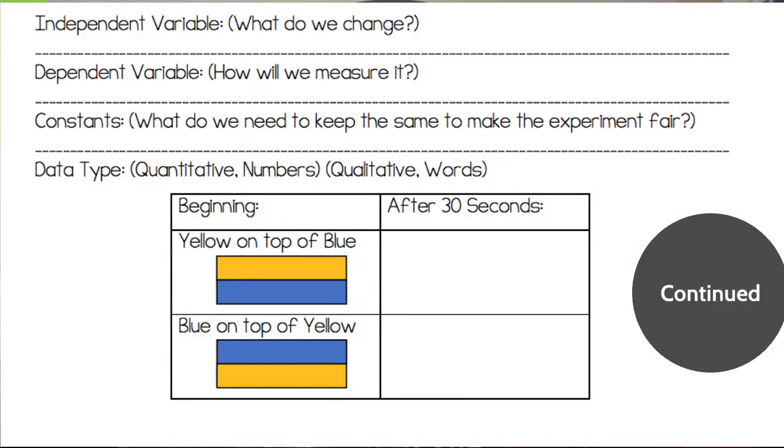What are the things we need to keep the same to make the experiment fair? I actually have water in both of these. If I had salt water, that would totally mess up my experiment, because we know that salt water makes something more dense.